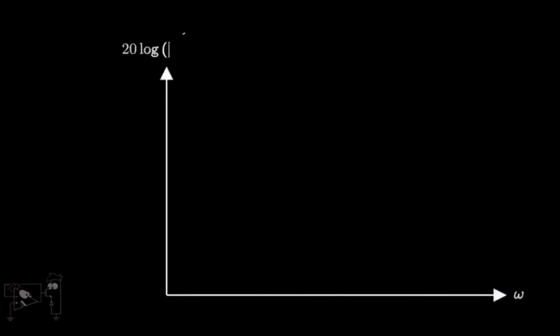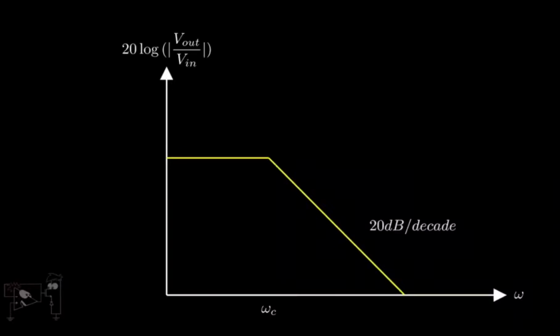Typically, as shown, the gain of an op-amp remains constant up to a certain value of frequency. We call this value the cutoff or corner frequency of the op-amp. The range of frequencies for which the gain of an op-amp remains constant is referred to as the bandwidth of the op-amp. After the cutoff frequency, on a log scale graph, the gain reduces at a rate of 20 decibels per decade.